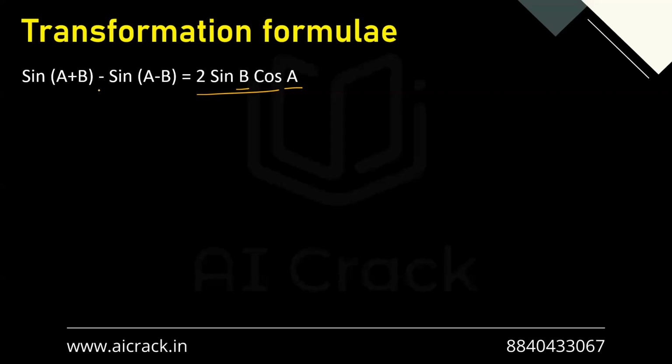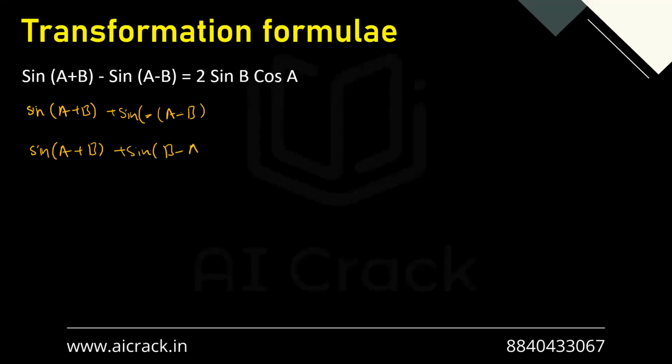So what makes it different? We have a minus sign over here. But regardless that we can prove it with the brute force method, what we can do over here is write this as sine of a plus b plus sine of minus of a minus b, because we know that sine of minus theta is minus sine theta. So we did the reverse transformation over here. We did sine of minus a minus b. So that actually becomes sine of a plus b plus sine of b minus a, right?